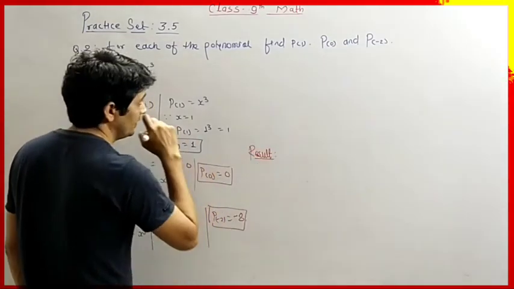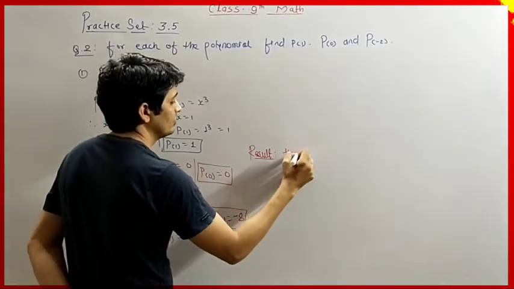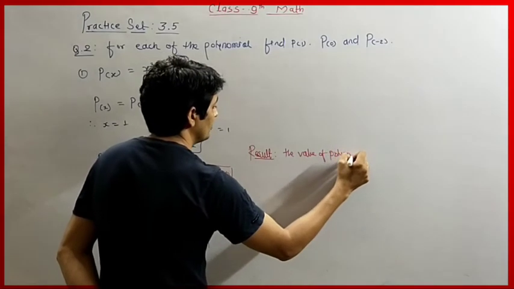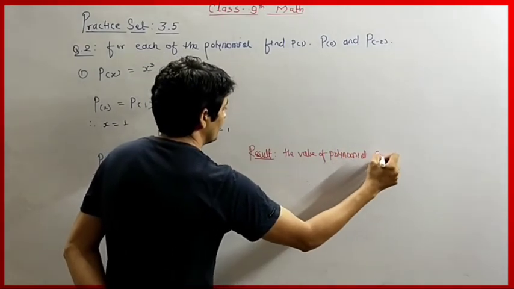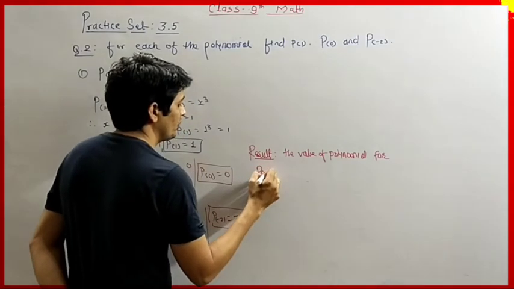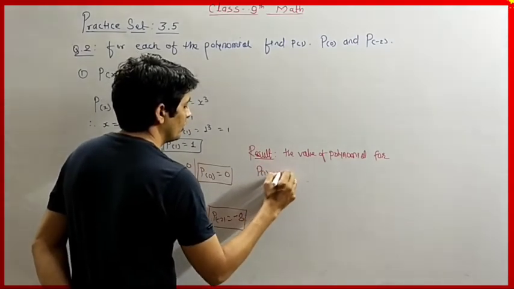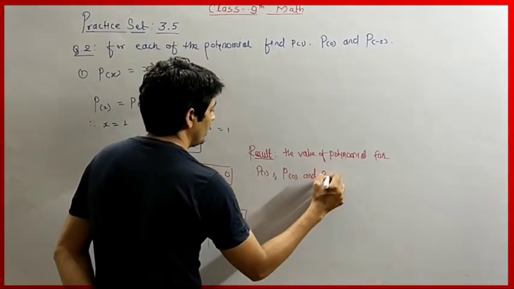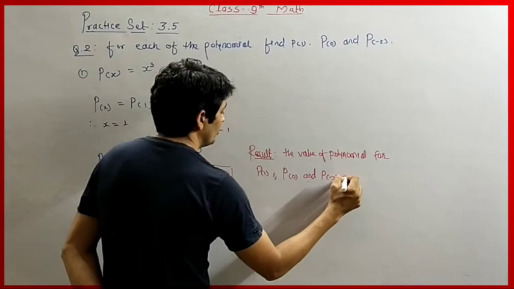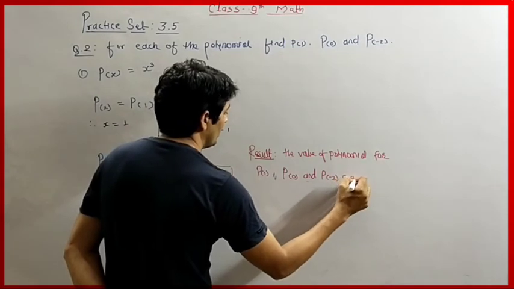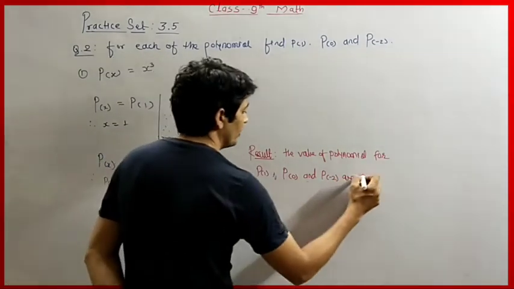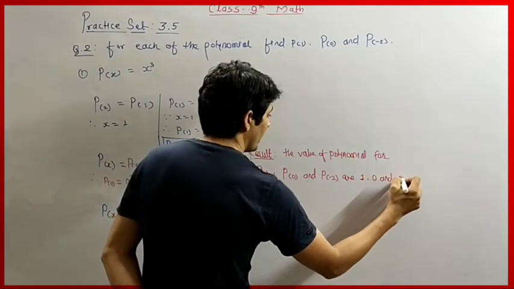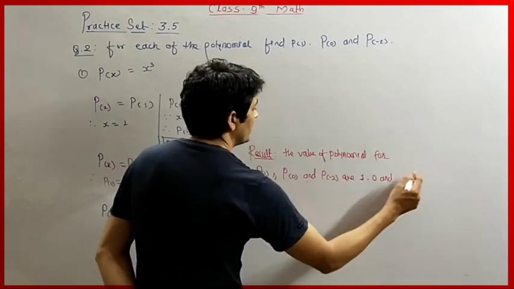So what will be the result? The values of the polynomial for P1, P0 and P minus 2 are 1, 0 and minus 8 respectively.